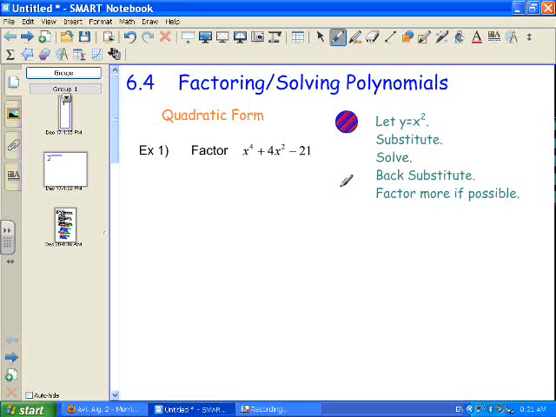So that means that instead of being a 4x squared here, what will this be then? 2. No. I'm going to let y equal my x squared. So this will be a 4y minus 21. The harder one is what will x to the 4th be then? 2y. Nope, you're close. Wait.